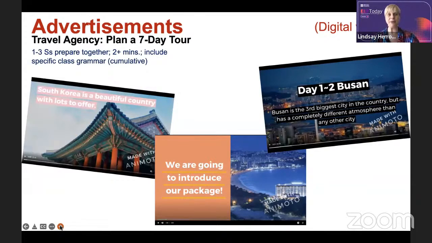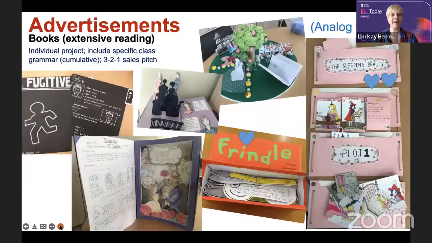For this, they were supposed to be using specific class grammar that I had carefully selected and focused on each week in different lessons that built up to the kind of language you would need for an advertisement. We also have done this for books. Somebody asked about using projects for extensive reading. We actually did book projects at the end, a book box or a 3-dimensional book introduction, basically. Again, including the specific class grammar.